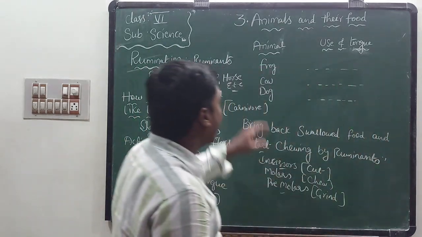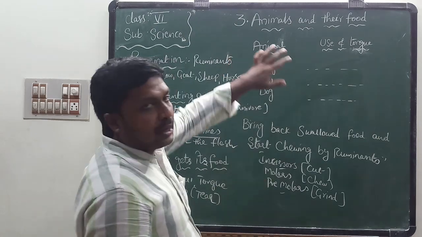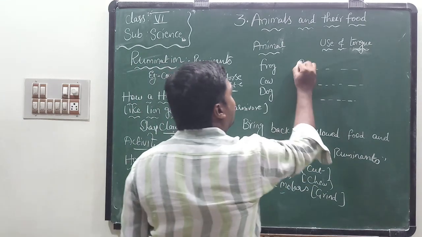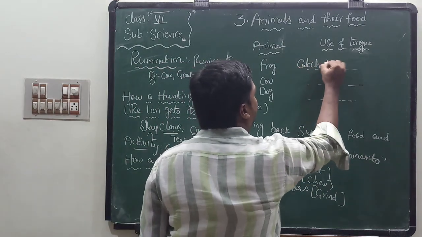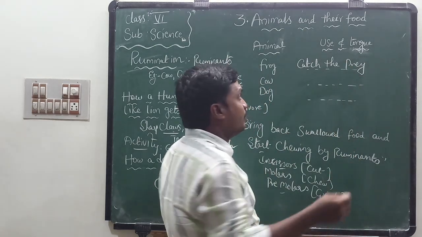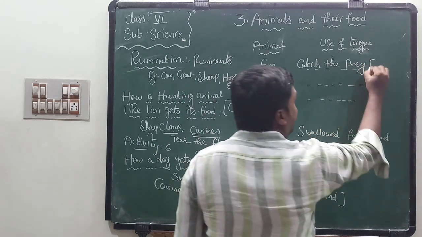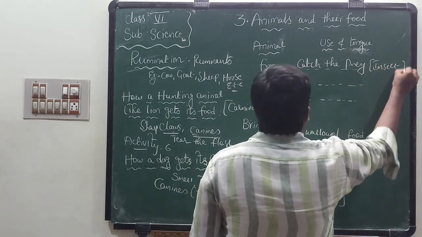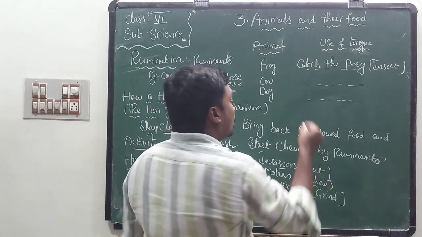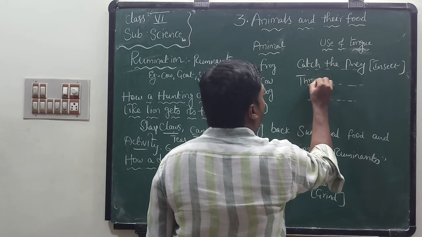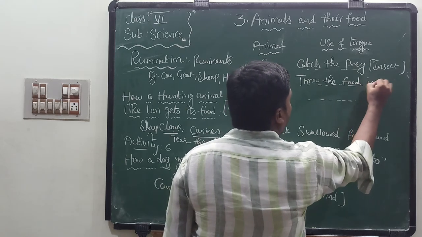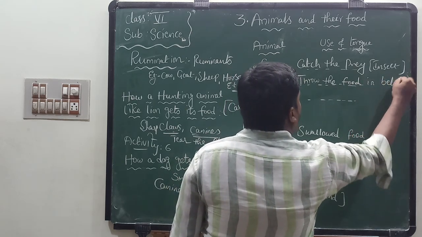Now here we can find three animals. Animal, use of tongue. Here, frog. What is the use of the tongue? The tongue of a frog is helpful to catch the prey. Here prey means the animal that is killed. Frog is the killing animal; prey here means insect. And if you observe a cow, what is the use of the tongue in a cow? The tongue of a cow is helpful to throw the food in between the teeth.